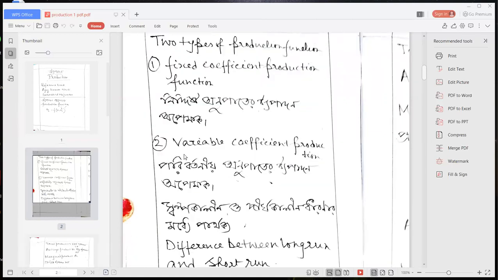And variable coefficient production function means the ratio between the inputs, that is capital and labor, varies over a period of time, over the period of production. That is known as variable coefficient production function. The fixed coefficient production functions are L-shaped.